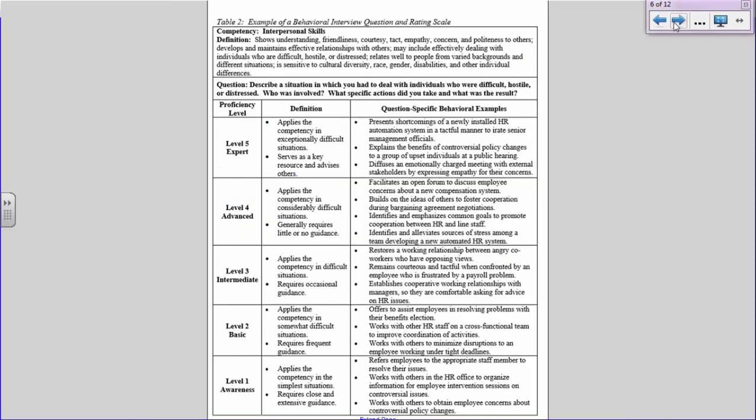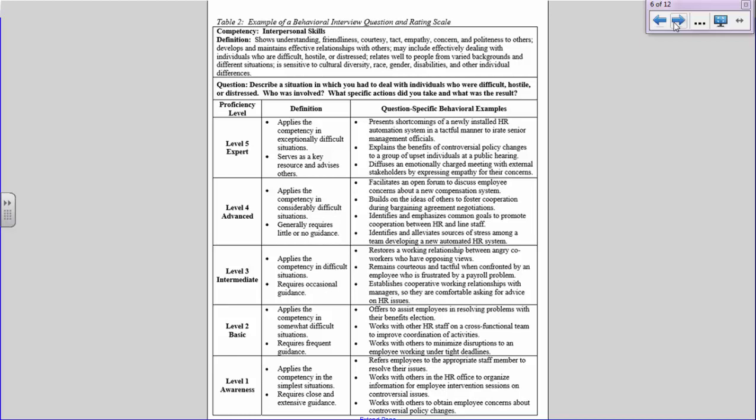So here's an example of a behavioral interview question and rating scale that I pulled from the Practical Guide to Structured Interviews from the United States Office of Personnel Management, and I'll actually provide this for you. I'll give you the full guide if you're really geeking out on structured interviews and you want more information. But this is from that.